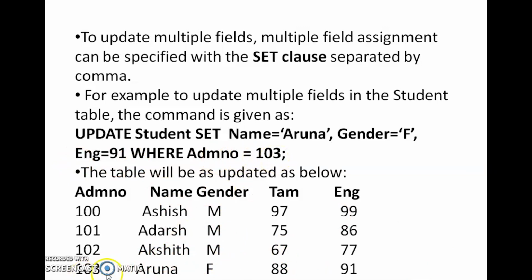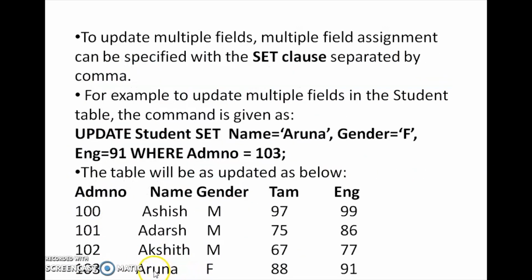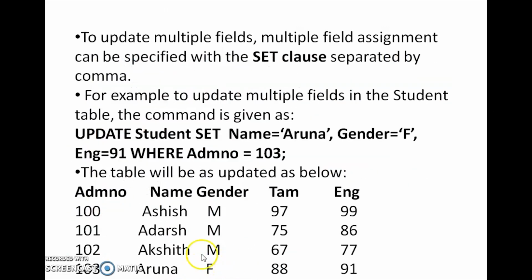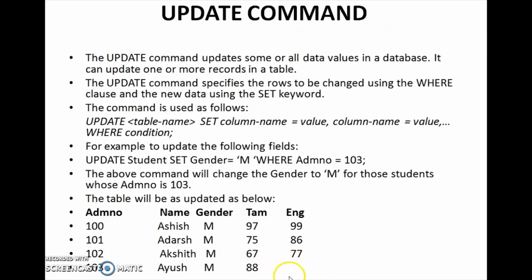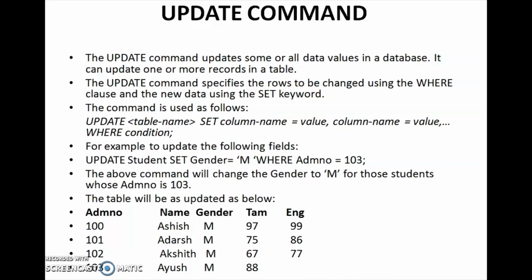So now I am having 103 Aruna. First I had Ayush, now I have changed this name as Aruna. And then female: first I had M, now I have female. And the Tamil mark I had already given as 88. There was no English mark set, now I am setting the English mark to 91. Clear students? So this is the update command.